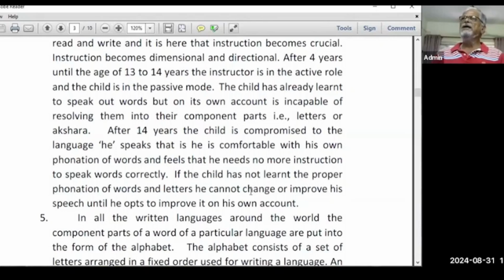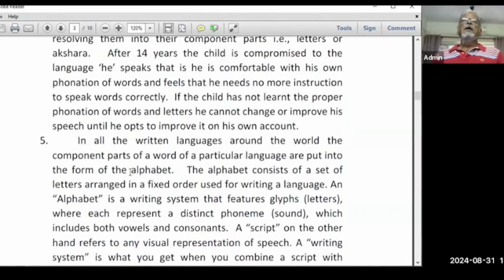As far as adults are concerned, if adults themselves don't offer themselves for correction, they speak as they speak because they are basically compromised with the language which they are using to communicate. In all the written languages around the world, the component parts of a word of a particular language are put into the form of an alphabet. The alphabet consists of a set of letters arranged in a fixed order used for writing a language.